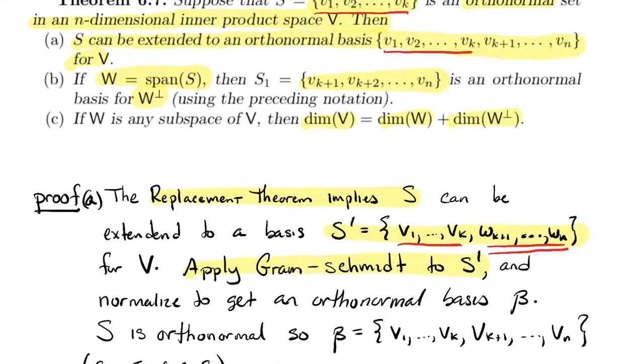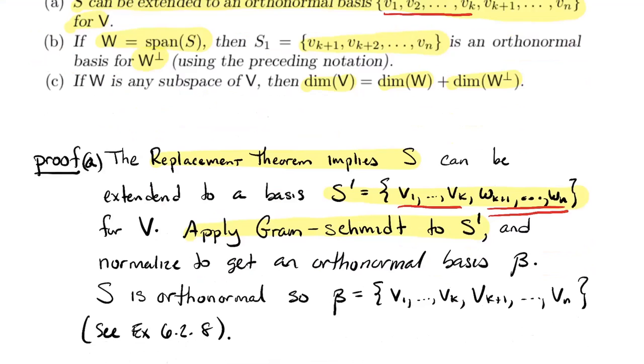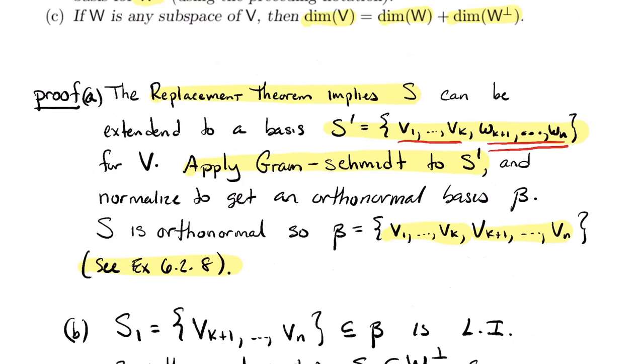And this is an exercise earlier in the text, but since v1 to vk were pairwise orthogonal and length 1 anyway, when you Gram-Schmidt that basis S prime, you're not going to change the vectors v1 to vk. You're going to get exactly the same vectors that you started with. So you'll just change the tail end of it, the n minus k vectors at the end. That's exercise 6.2.8. Okay, so that's how we produce this orthonormal basis beta. So that's the proof of part A.